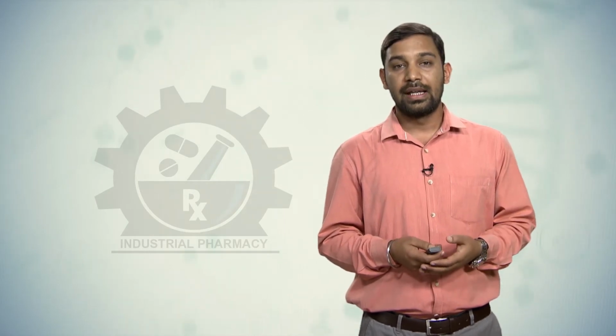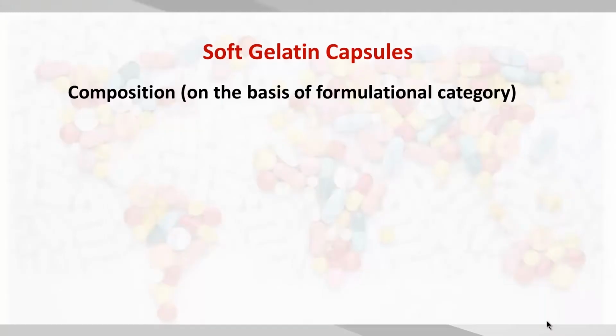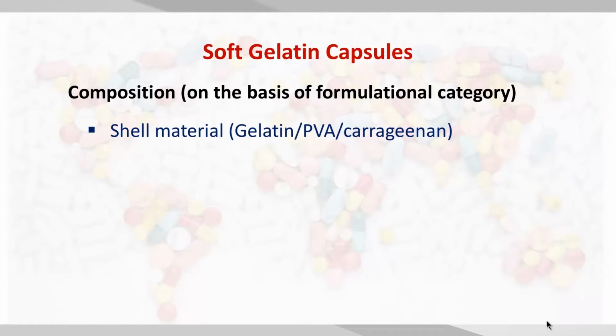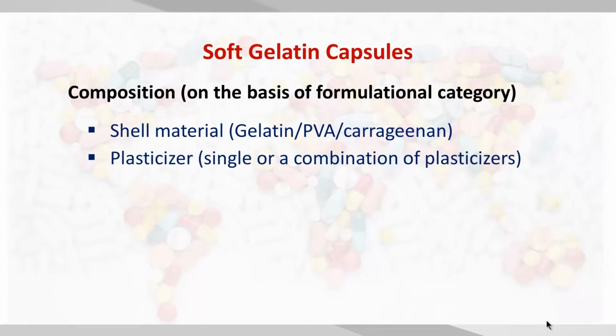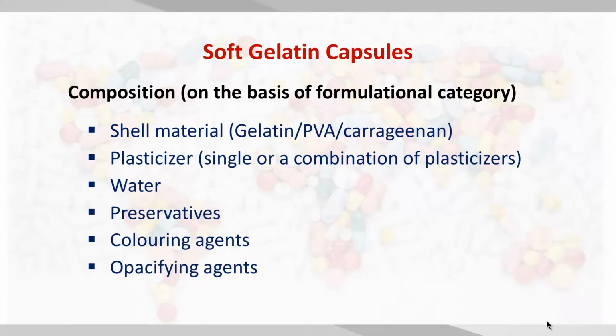Now, how do we prepare the soft gelatin capsule? So, the composition of soft gelatin capsule on the basis of formulation and category comprises a shell material like gelatin, PVA, carrageenan, a plasticizer, it could be one or two plasticizers in combination, water as a solvent, preservatives, coloring agent, opacifying agent, flavoring and sweeteners.